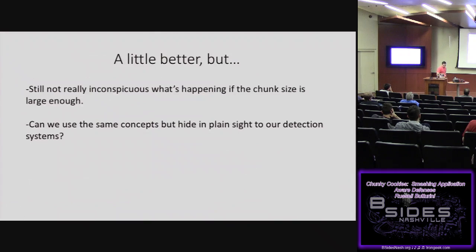So that's a little better, but it's still not totally inconspicuous. And we really still need to use lots of small pieces, and lots of small pieces can trigger anomaly detection engines and things because you're making a lot of connections unless you introduce some randomness or some other layer of obfuscation or variance. So can we take the same concepts but hide in plain sight a little bit better?